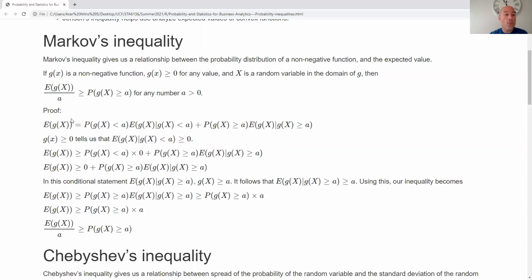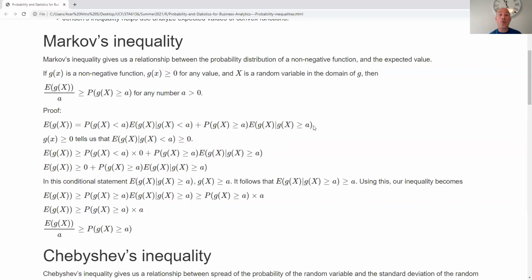What I'm going to do is take the expected value of G and break it up into two parts. Either X is less than A or X is greater than or equal to A. The first part is the situation where X is less than A. Over here, I'm going to consider the situation where X is greater than or equal to A. And I'm breaking up the expected value.